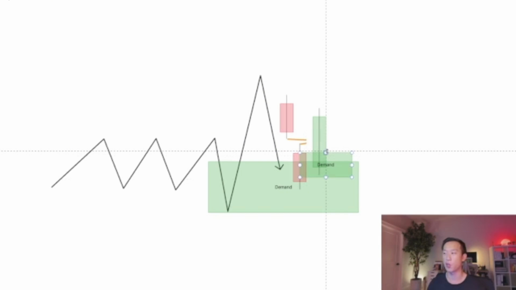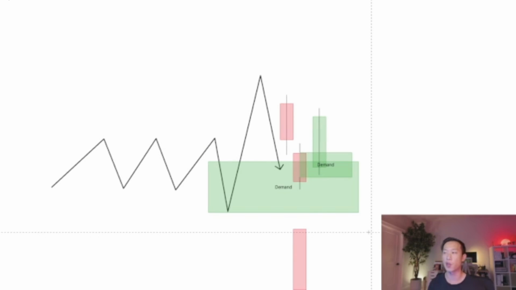So the second confirmation is an inverse fair value gap. So right here we have a higher time frame that is bullish, and on the lower time frame we have bearish price action right here, and we have bearish inefficiency right here. So as price comes into our higher time frame zone, we mitigate that inefficiency with lower time frame bullish price action, which in the process also creates lower time frame demand.